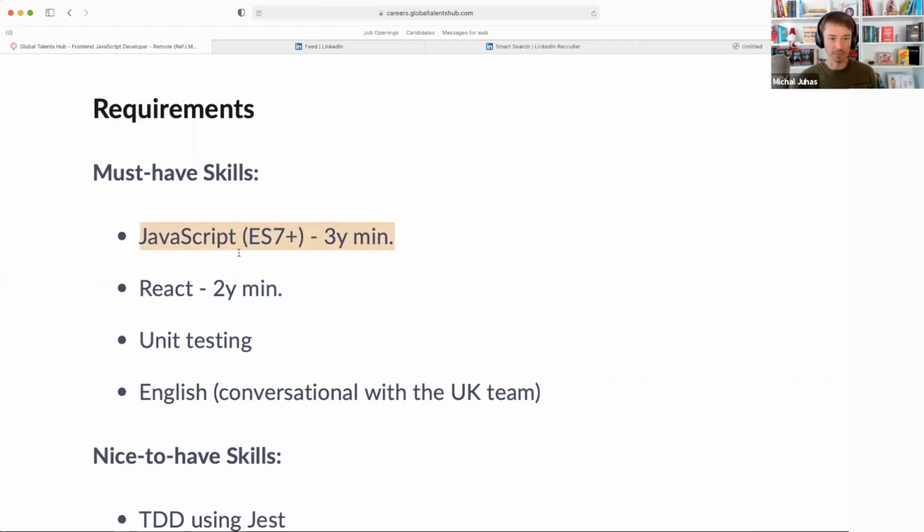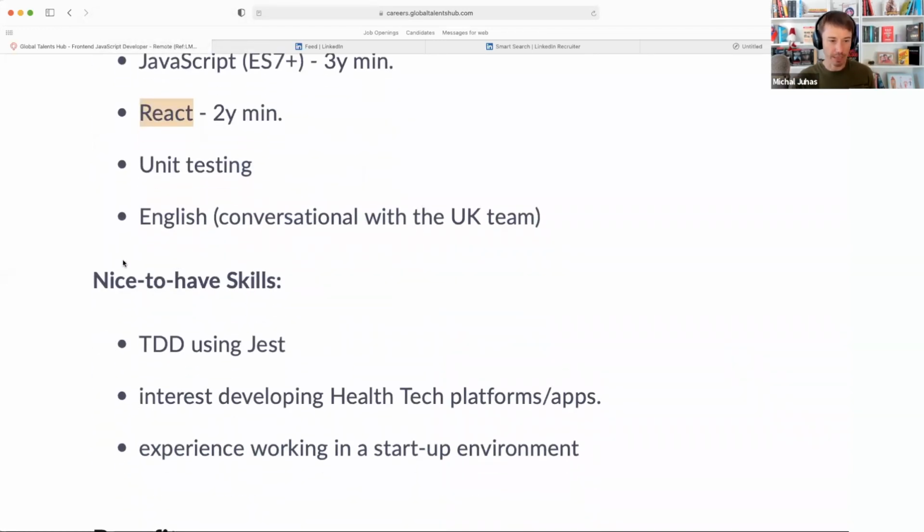So you see, it's really straightforward. It's just programming language JavaScript, framework React, and unit testing. That's pretty much it. Now, what's next?